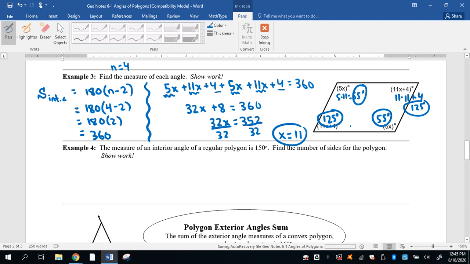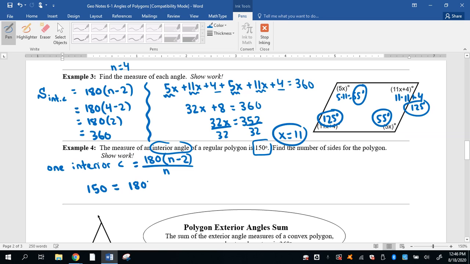Try it as my Microsoft Word is thinking right now, and I will catch up to you. So hopefully you wrote down the formula for one interior angle is 180 times the quantity n minus 2 over n. Now they give you that it is 150, so 150 equals this formula. We need to solve for n.